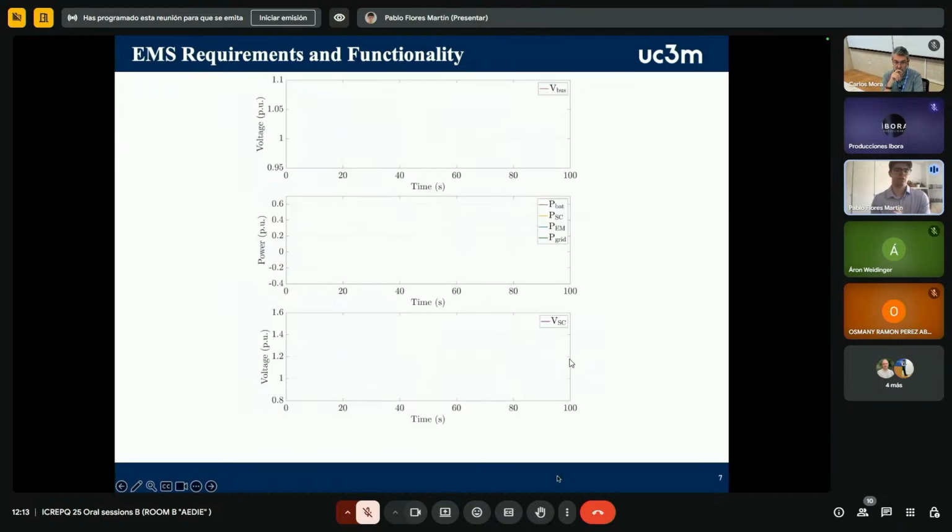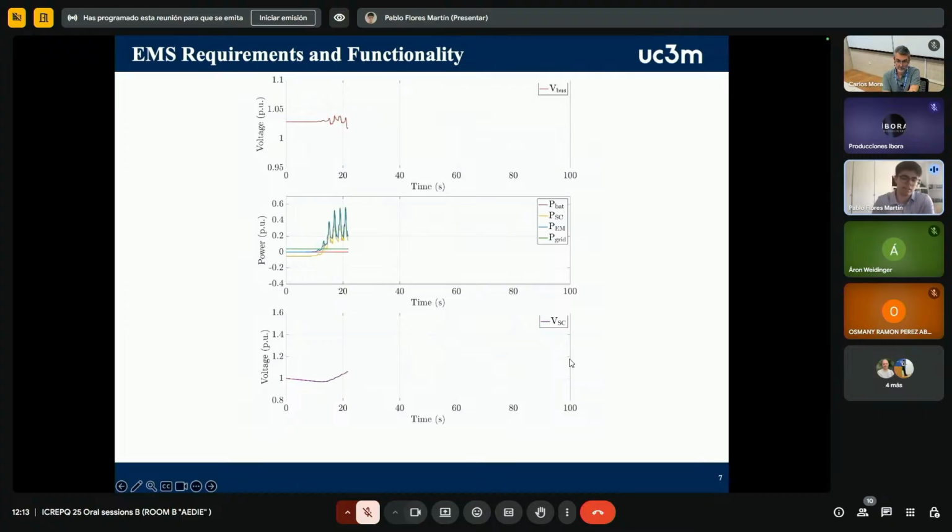This behavior is illustrated in the following power cycle. The top graph shows the DC boost voltage. The middle graph shows the power flows in the microgrid: the battery, supercapacitor, electric machine connected to the AWES, and the grid. And the bottom graph shows the supercapacitor voltage.